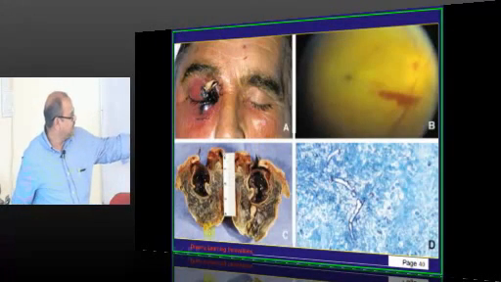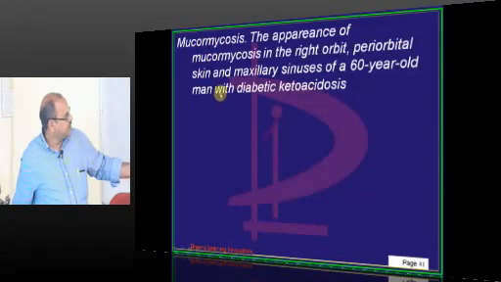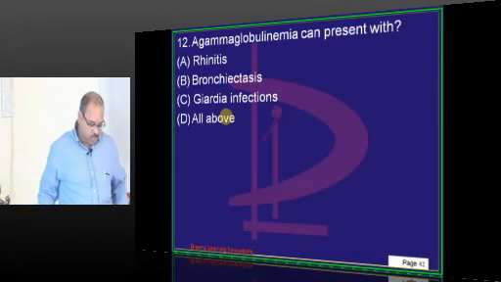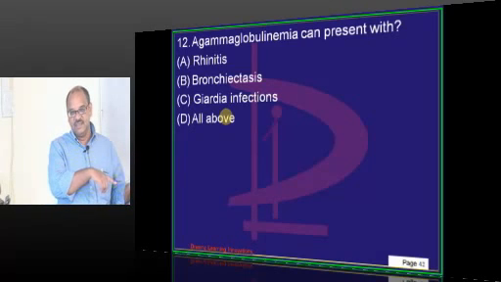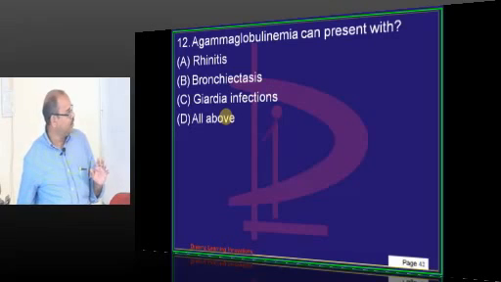This is the black lesion of the mucormycosis, and this is the orbital complication of mucormycosis, and the appearance of mucor in the right orbit, periorbital skin and maxillary sinus of a 60-year-old man with diabetic ketoacidosis. In the book immunosuppressants also cause it, but out of which the common is diabetes. So when both are given, go for the common thing, and diabetes is the answer for mucormycosis.